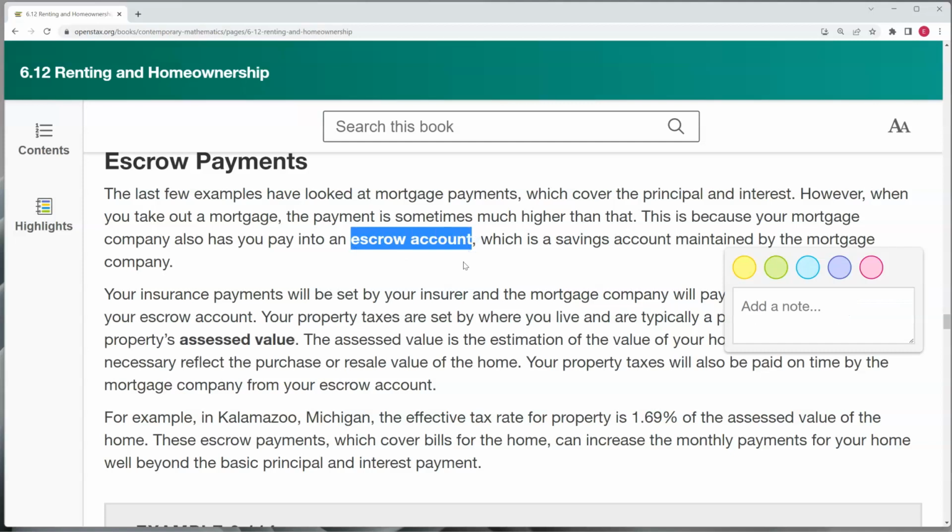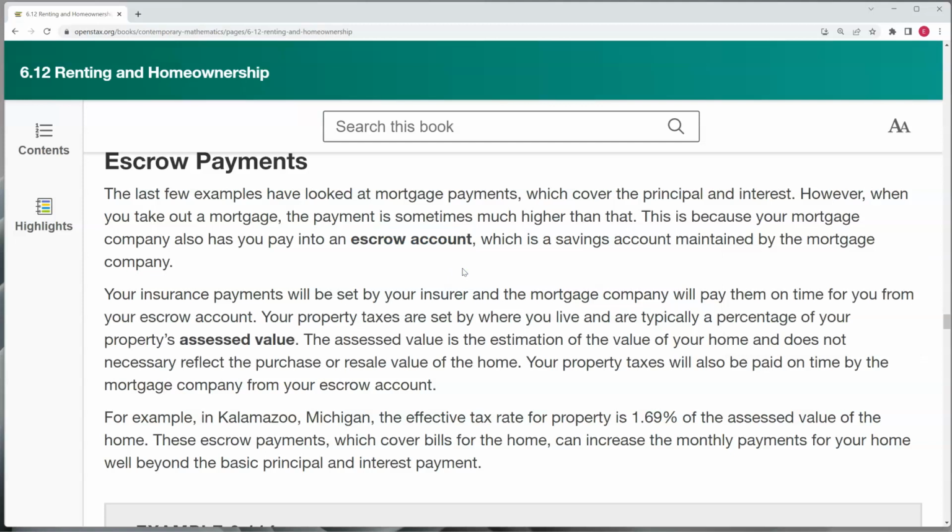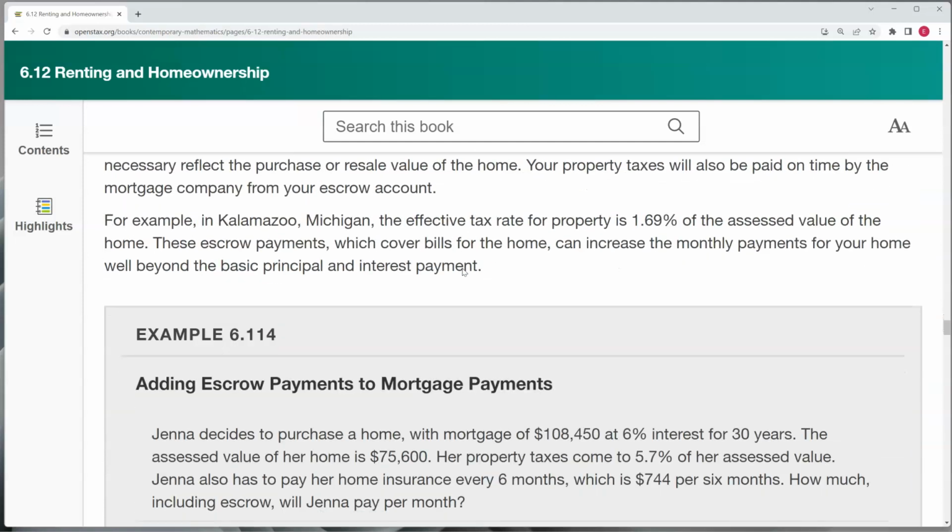Sometimes escrow accounts can have fees associated with them, so you have to really look at your terms and your agreement that you make with your mortgage company, because it is a quote unquote savings account, but sometimes it can have a maintenance fee that you pay the mortgage company because they have somebody there maintaining that money and ensuring that the money gets paid.